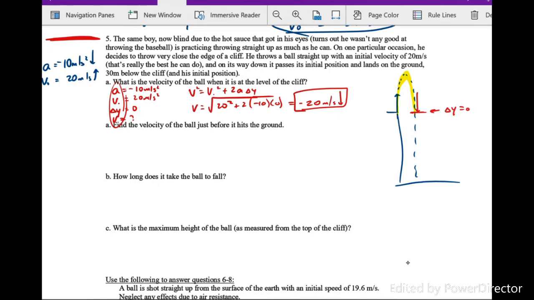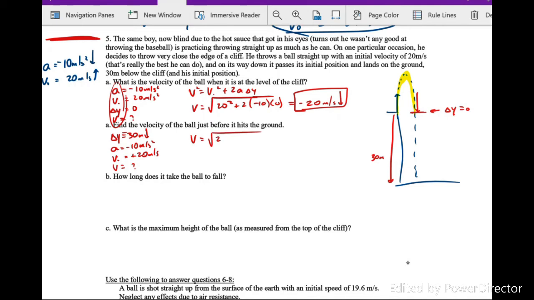The next one is the velocity of the ball just as it hits the ground. So if we look at the ground, that's 30 meters below the edge of the cliff. So my delta y in this case is going to be 30 meters, but it's down. It's below the edge of the cliff, so we're going to make it negative. My acceleration is 10 meters per second squared, down, so we got to make it negative. My initial velocity is 20 meters per second. That's up, so it's positive. Got to find the final velocity.